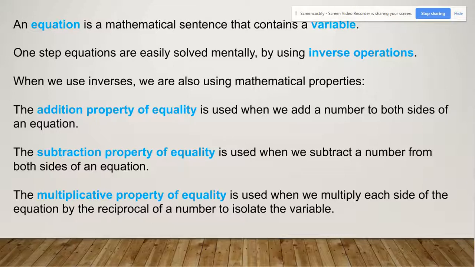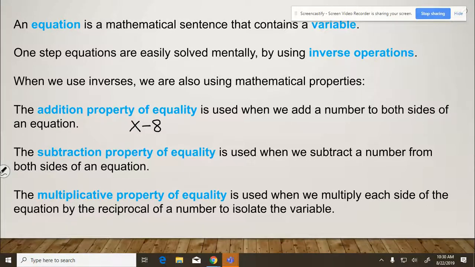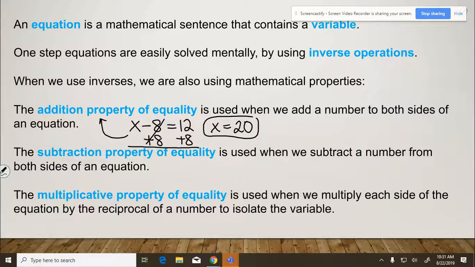When we use inverses, we are also using mathematical properties. Some of those properties include the addition property of equality, which is when we add a number to both sides of an equation. Something like x minus 8 equals 12. We would have to add 8 to both sides to find a solution, balancing the equation and getting a solution of x equals 20. Here I use the addition property of equality because I added to both sides to keep the equation equivalent on both sides.